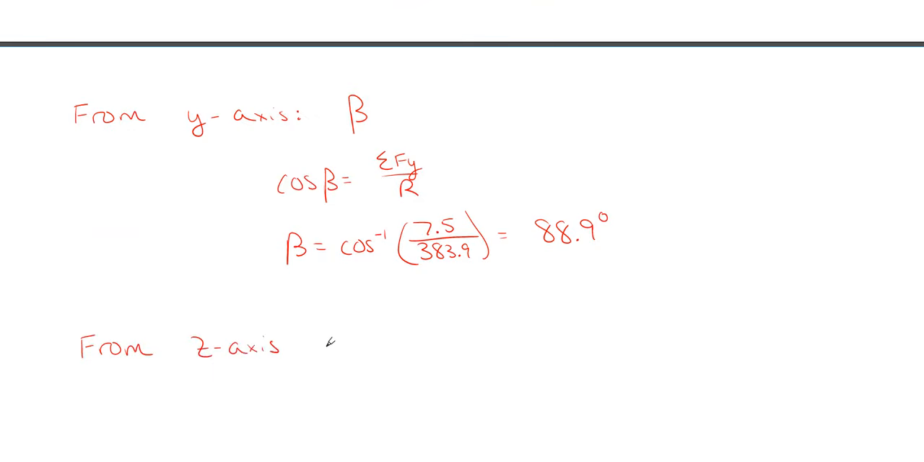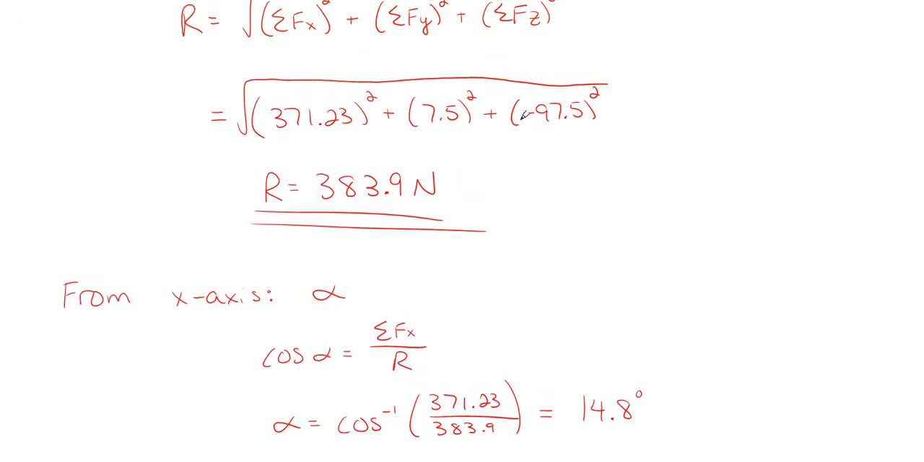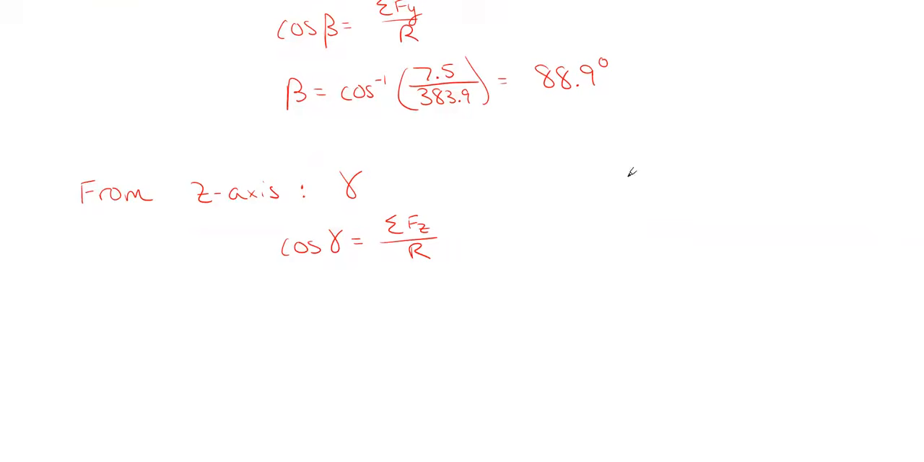All right, so now we just have one more directional angle to find, and then we are done here. So off the z-axis, commonly referred to as gamma. Well, just following the same pattern that we've had before here, the cosine of gamma would be the summation of the z forces over R. And what is my summation of my z's? Well, it's minus 97.5. Now, when you have a negative, it really doesn't matter inside the resultant magnitude determination here because you're squaring it. Squaring a negative, it's a positive. But that negative does matter a whole lot when you're looking at the angle off the axis.